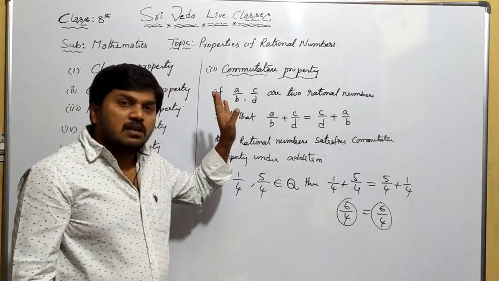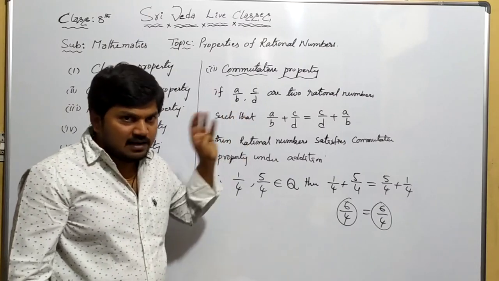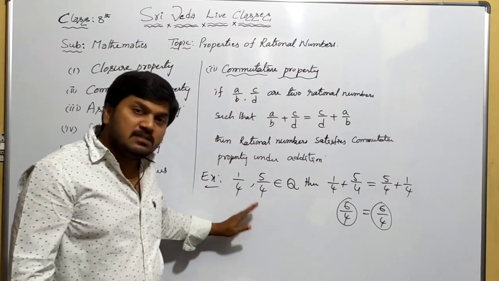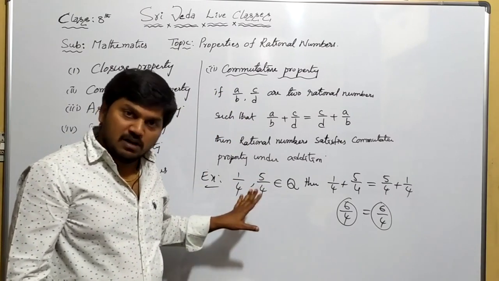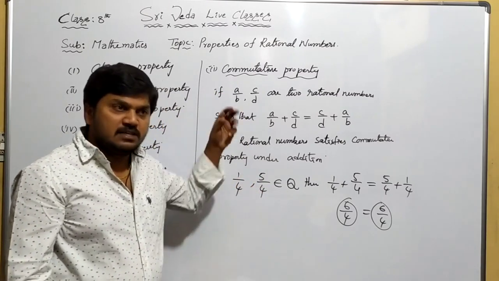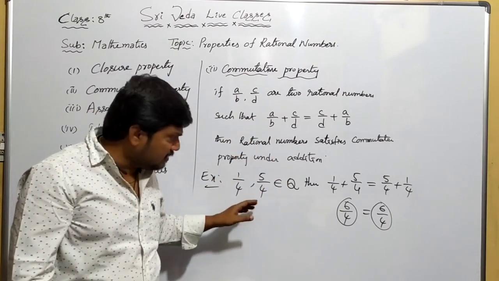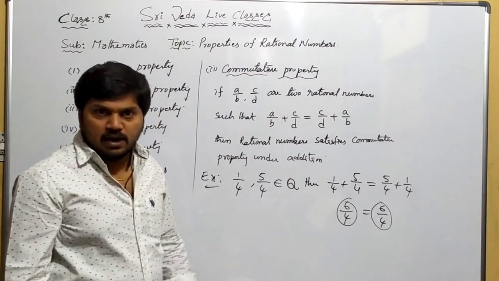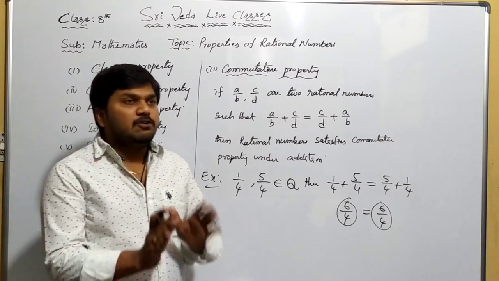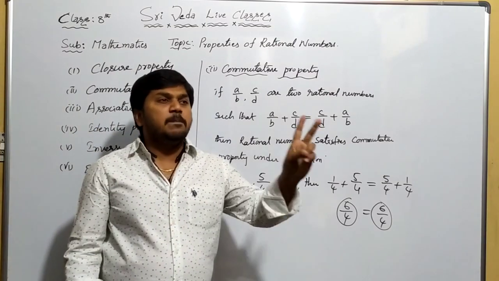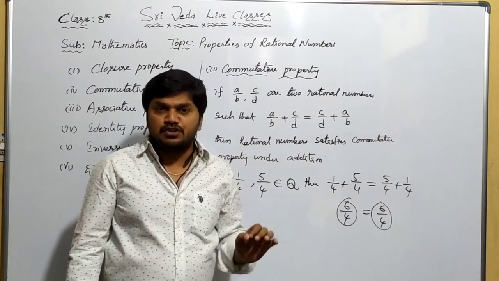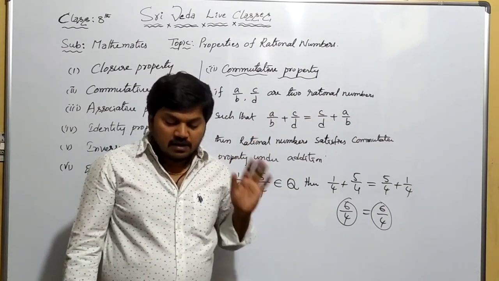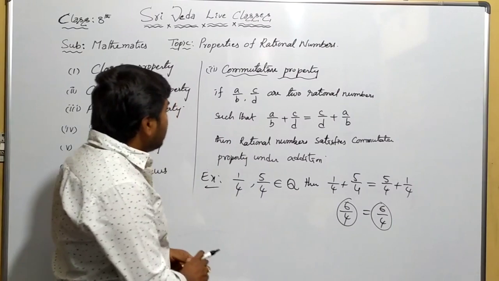Okay. So rational numbers satisfy closure property under addition. Next, rational numbers satisfy commutative property under addition. First it is closure, and it is also commutative. Commutative means only that A plus B equals B plus A. It is commutative under addition. Okay, understood? Next one is there. What is that next one?